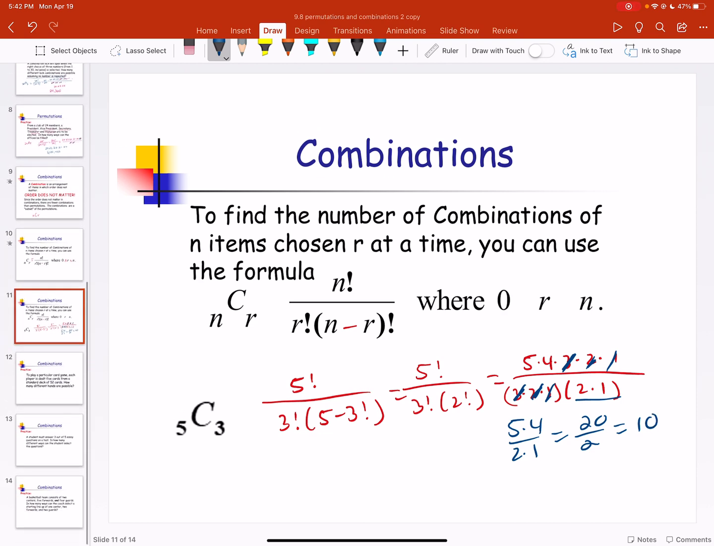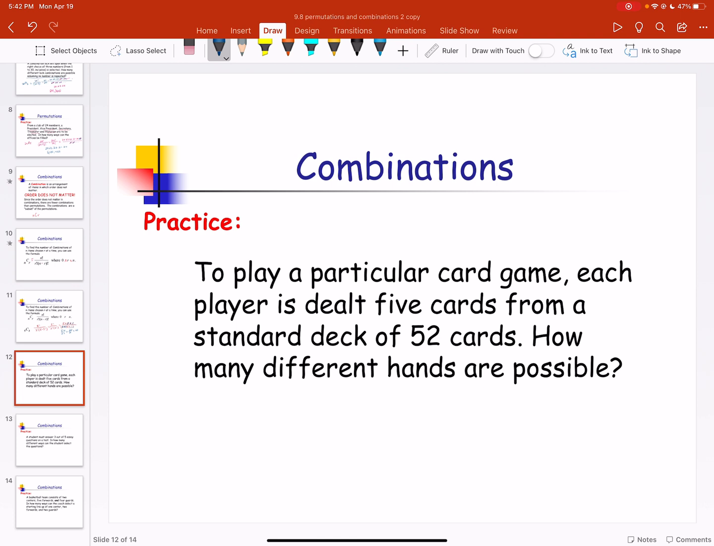So let's look at a couple examples of that. To play a particular card game, each player is dealt 5 cards from a standard deck of 52. How many different hands are possible? So we have 52 total cards, and we want a combination of 5 different cards. So that's going to be 52 choose 5. Again, there is a calculator function using probability.